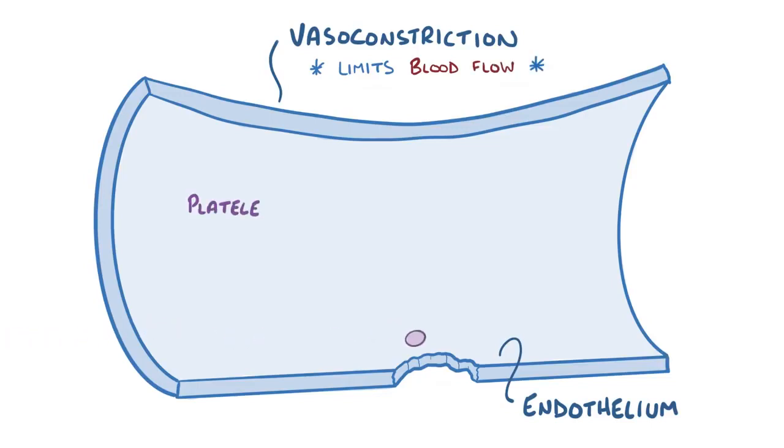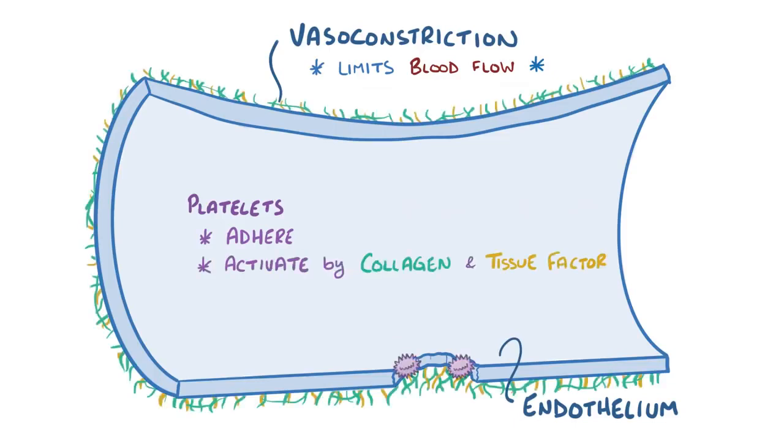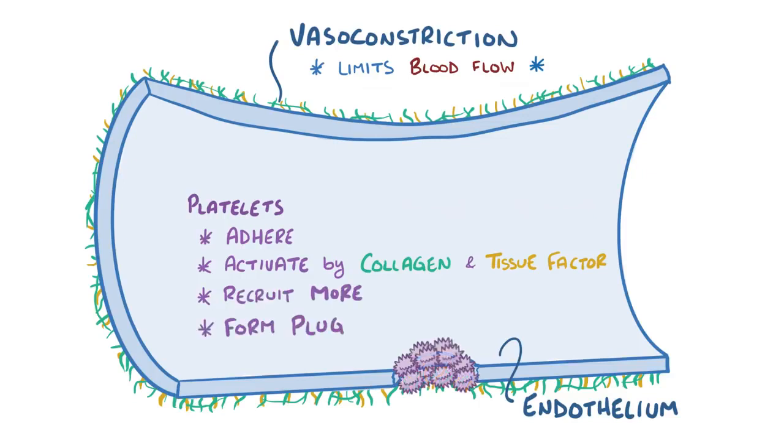After that, some platelets adhere to the damaged vessel wall, and become activated by collagen and tissue factor, which are proteins that are normally kept separated from the blood by an intact endothelium. These platelets then recruit additional platelets to form a platelet plug. This formation of the platelet plug is called primary hemostasis.